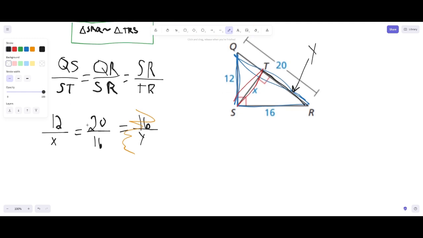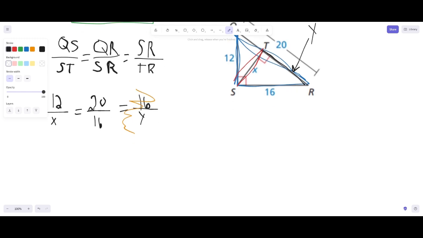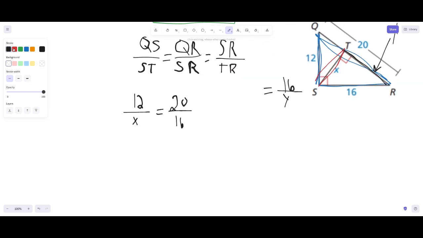Okay, so here we have this proportion now. So let's try to figure this out. Let's say we're just taking this out of the equation for now. And in this case, we can do cross multiplication, because we're using fractions and we have an unknown value in the fraction. So we're going to say 20x is equal to 12 times 16.